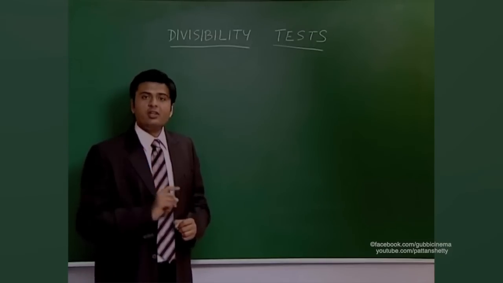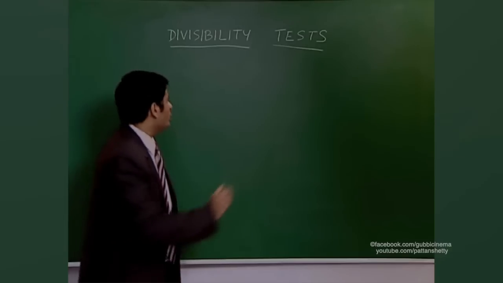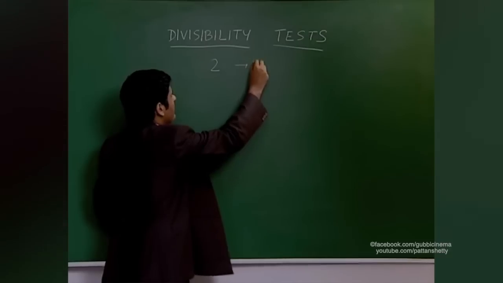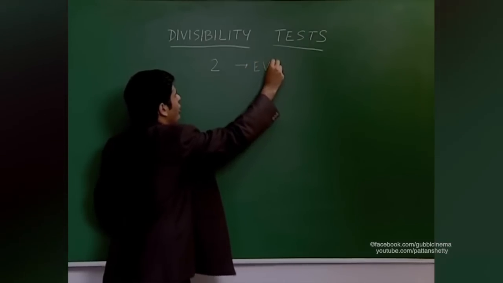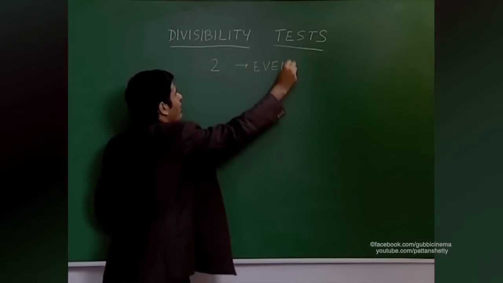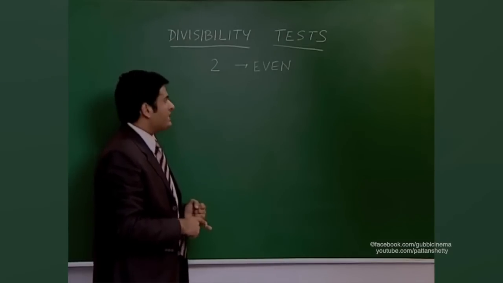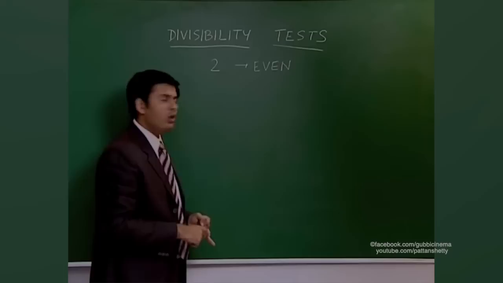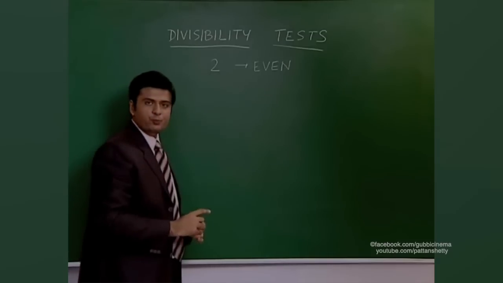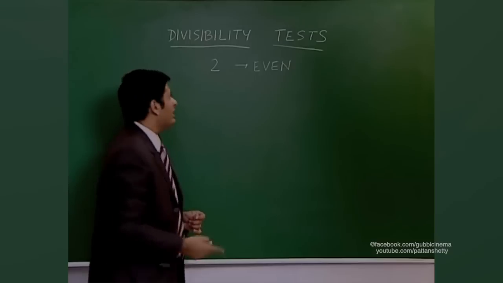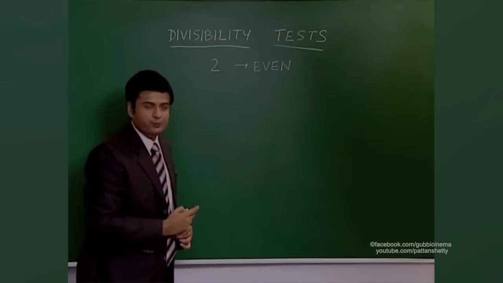To check whether a number is divisible by 2, we use the test whether it is even or not. Only if the number ends in 2, 4, 6, 8 or 0 will it be divisible by 2. If it ends in an odd number like 1, 3, 5, 7, 9, it cannot be divided by 2.